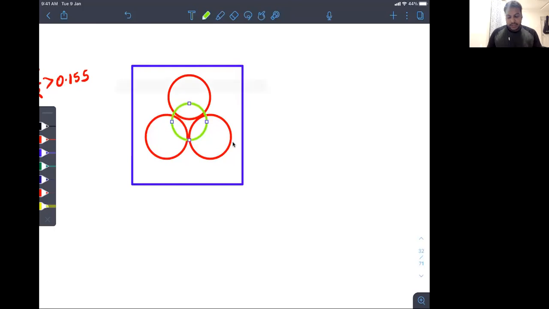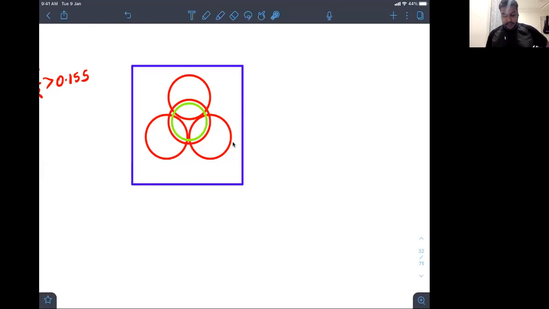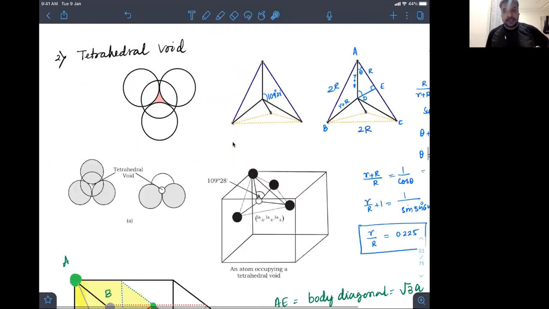Clear? No, but this is not a void, sir. That means we must have one more atom above this. Now imagine these four atoms together: 1, 2, 3, and this red one above, 4 atoms. Can you imagine that? When you have those 4 atoms touching each other, there is a void space coming in between them. That is called a tetrahedral void. Let me introduce the tetrahedral void. See, this is the tetrahedral void.